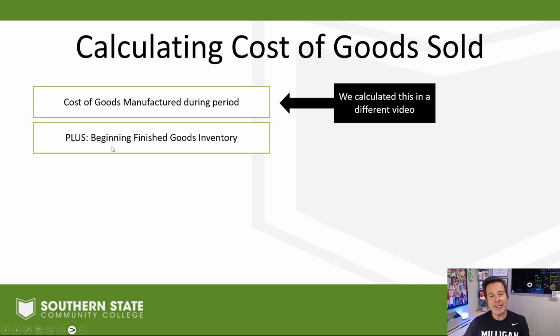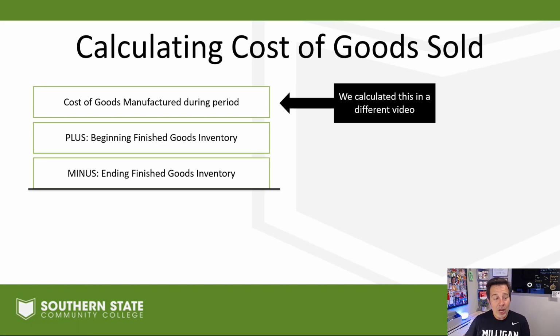We're going to add in our beginning finished goods inventory. Now, if you think about that for a second, what we completed during the period plus what we began with. That's the total amount of inventory that we have available for sale. We can either look at it from a dollar standpoint or from a unit standpoint. All right? What we finished during the period and made plus what we began with. You add it together, that's the total amount that we have.